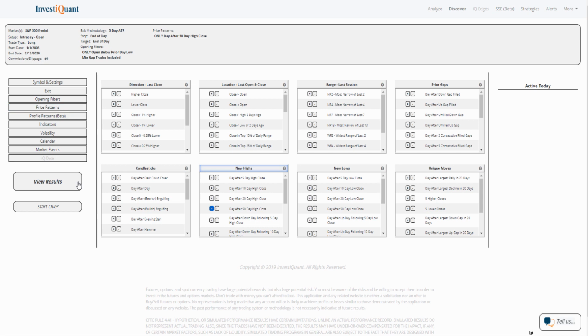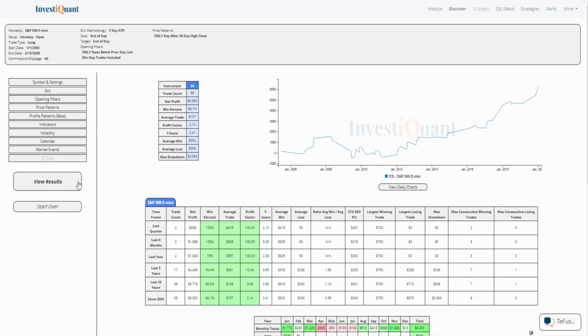And I'm going to hit view results, and this is the results of going long on a down gap below the prior day low when yesterday closed at a 50-day high. So we've got 59 samples here, a pretty strong win rate on those 59 samples. Doesn't happen all that often, but certainly in recent memory, as it has happened, in fact, the past 10 years, it's been a little bit stronger than that 66% overall win rate. So it's been a fairly strong pattern here. In fact, it's happened a couple times this year already. So let me show you real quick. We've got a couple times here in January, I believe, that this has happened.